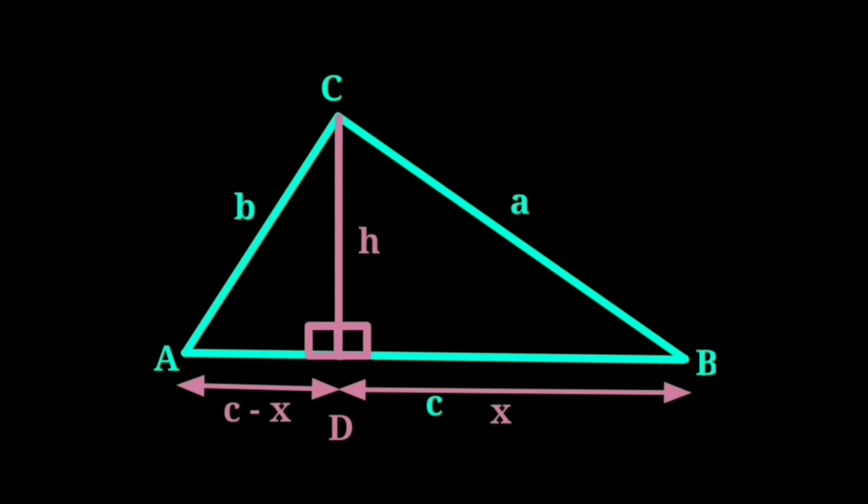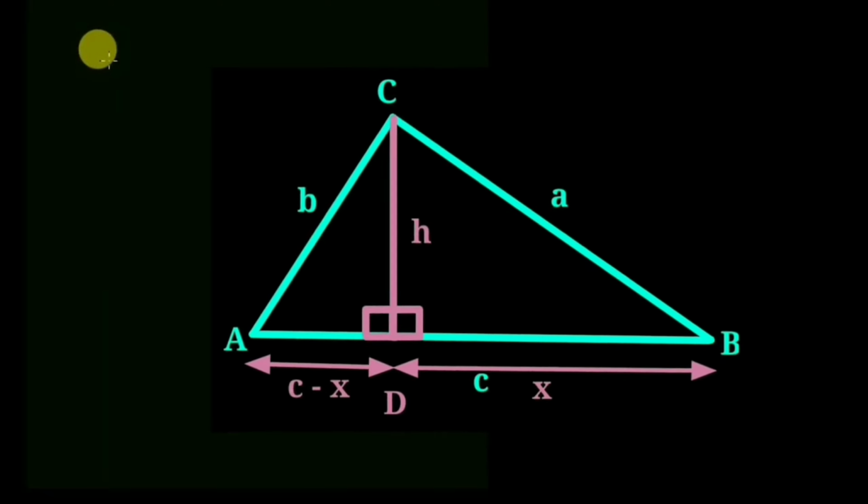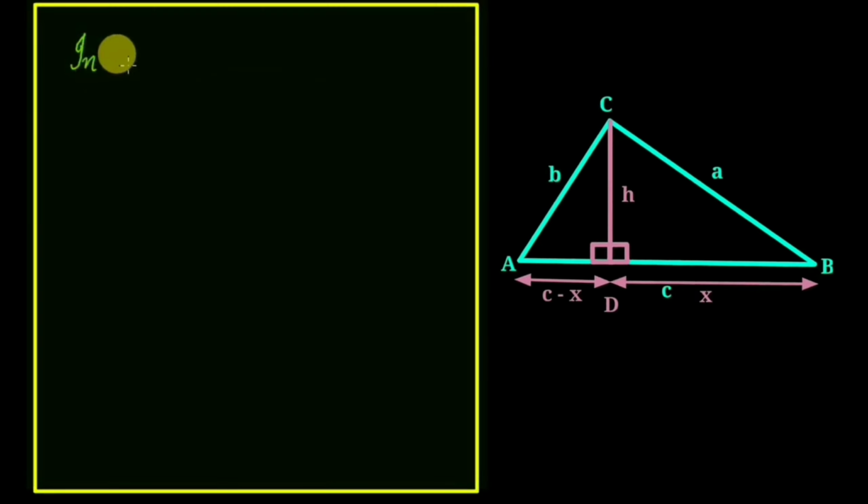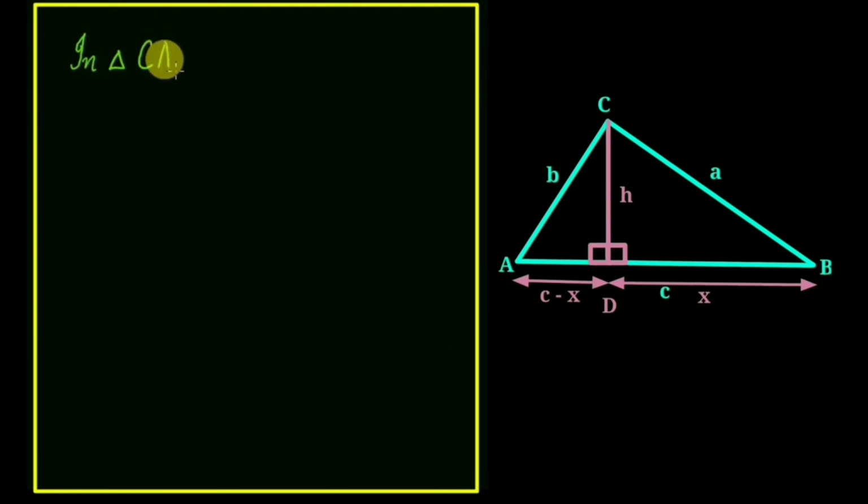Let the length DB be x units, then AD will be c minus x units as AB was c units. So now this triangle has got split into two right angle triangles, and hence we can apply Pythagoras theorem to each of these. So in triangle CAD we can write h square is equal to b square minus (c minus x) whole square, as b is the hypotenuse in this triangle.